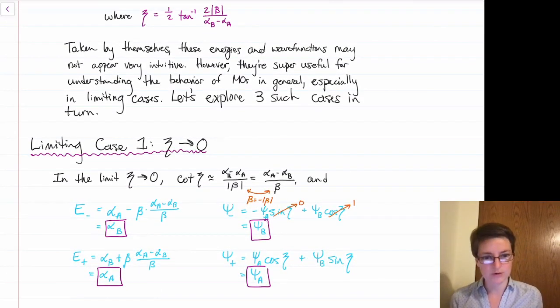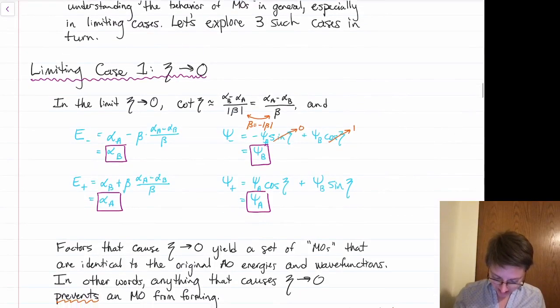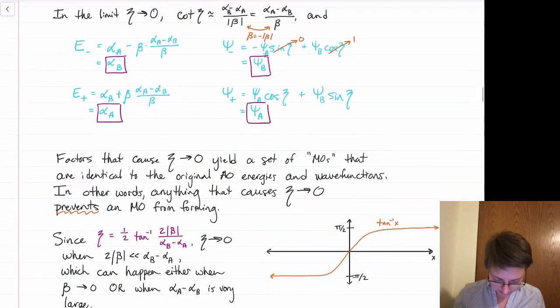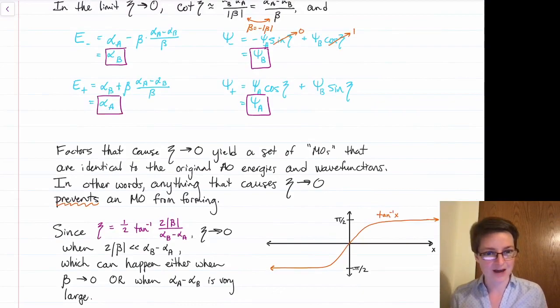And after you work through the algebra, you'll notice that the energy of the antibonding orbital simplifies to simply be the energy of the atomic orbital on atom B. Our other energy simplifies to be the energy on atom A. And then looking at the wave functions, these have also simplified back to just the original AO wave functions. And so when zeta equals 0, it's sort of as if nothing has happened.